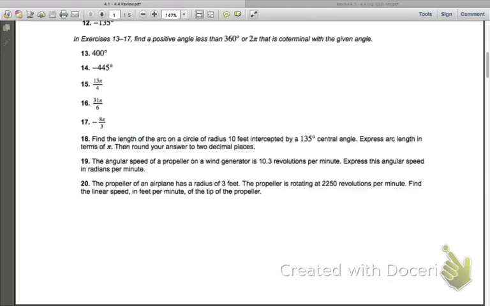Yes. All right, so on 18 it says find the length of the arc on a circle with a radius of 10 feet intercepted by a 135-degree central angle. So express the arc in terms of pi, then round your answer to 2 decimal places.